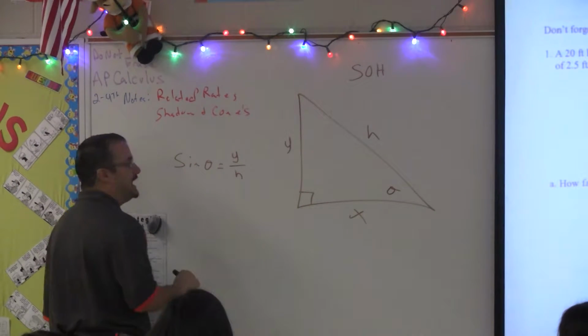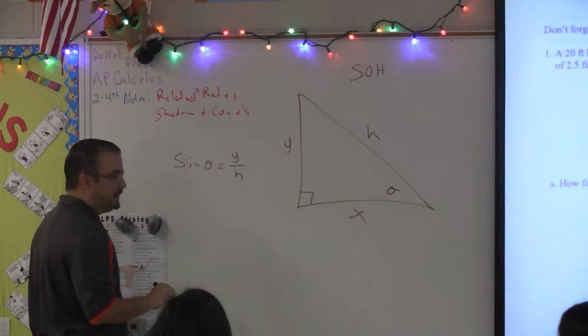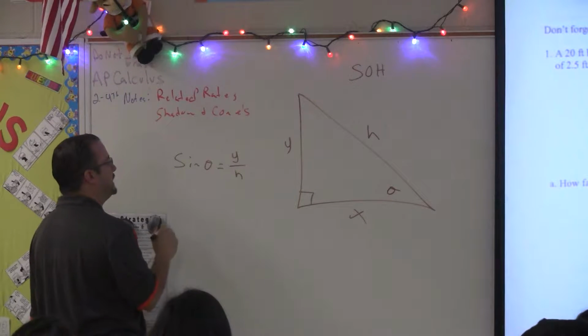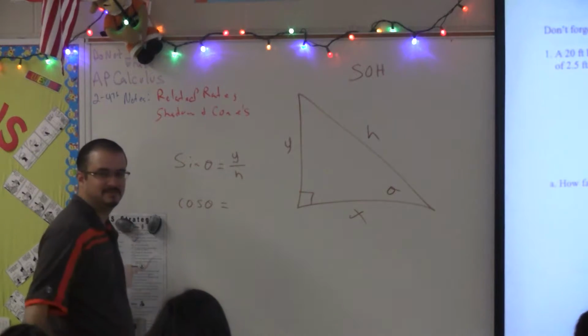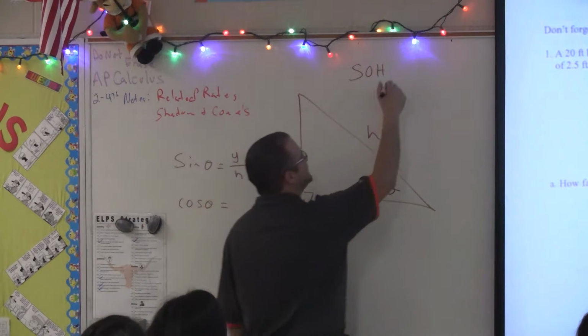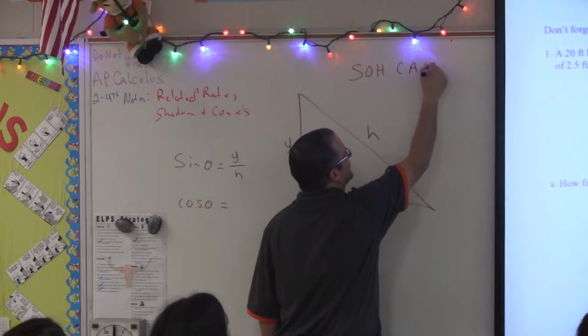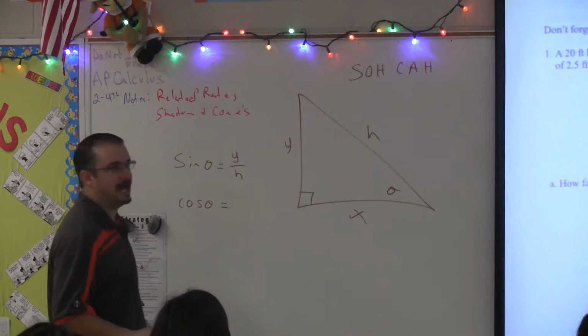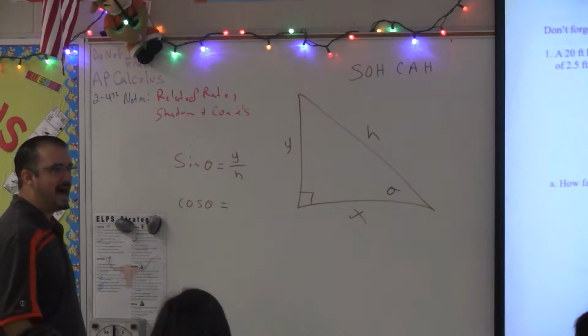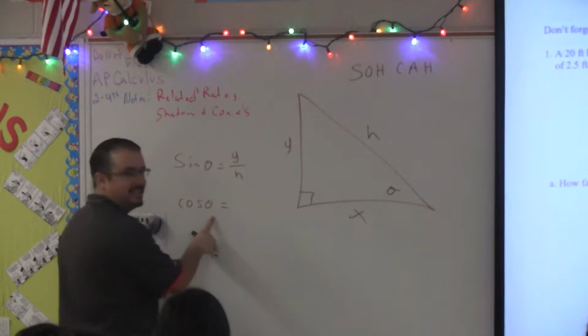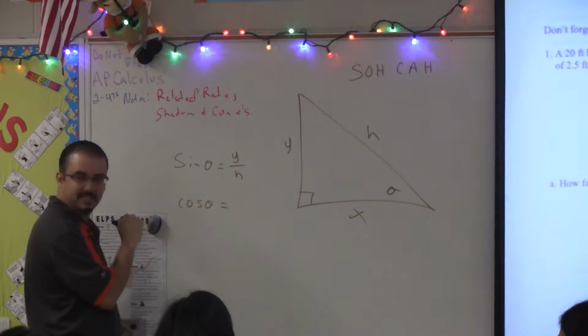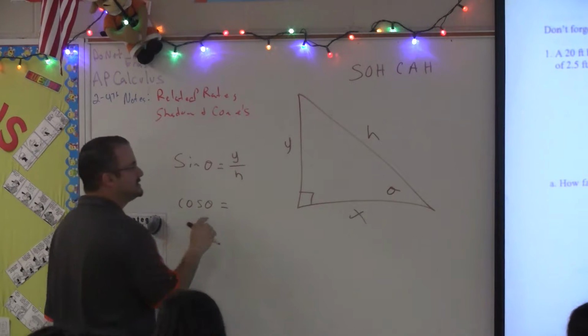So, sine is again opposite over hypotenuse. Okay. What if I wanted cosine? X over... CAH, right? CAH. What's the A in CAH? Adjacent. Very good. So cosine theta is what? Adjacent over hypotenuse, right?